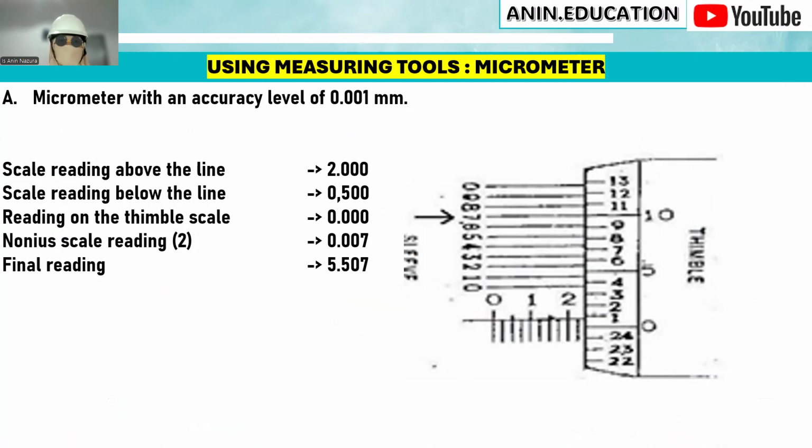Micrometer with the accuracy level of 0.001 millimeters: scale reading above the line 5.000, scale reading below the line 0.500, reading on the thimble scale 0.000, and nonius scale reading 0.007, and final reading 5.507.